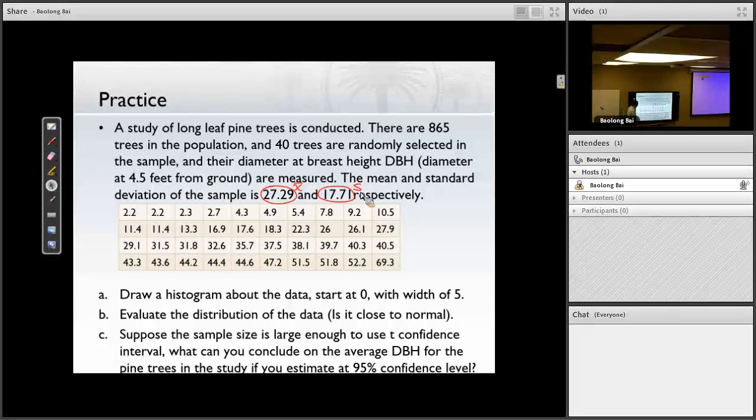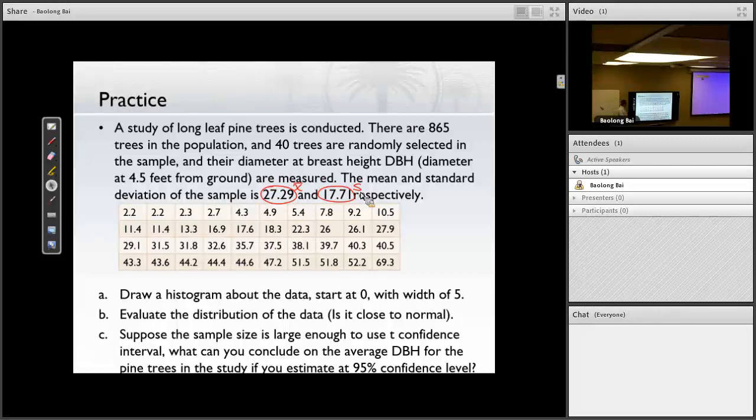And we evaluate the distribution of data close to normality. We just talked about it. And then lastly, suppose the sample size is large enough to use the t-confidence interval, basically large enough to apply the central limit theorem. What can you conclude on the average DBH for all the pine trees in the study at a 95% confidence level?